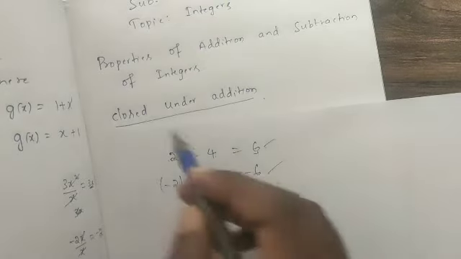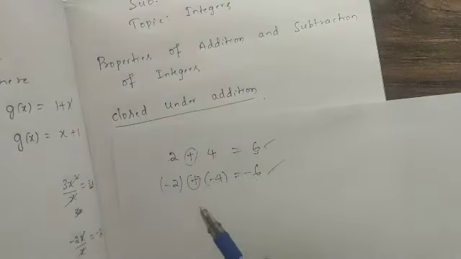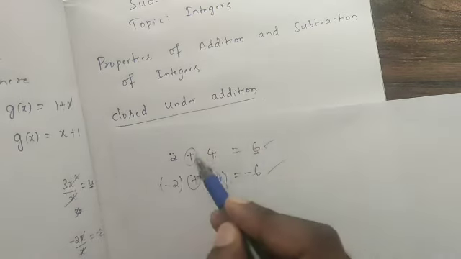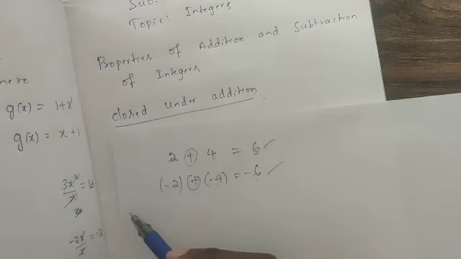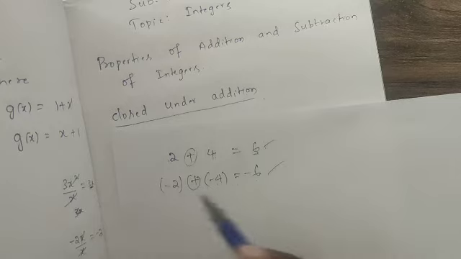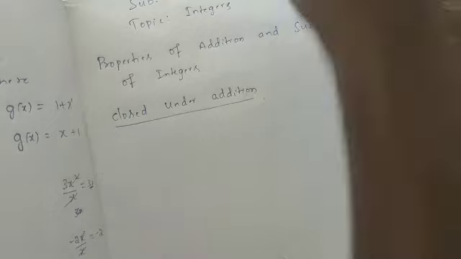This property is called closed under addition. Closed under which operation? Addition operation. You take any integers, you add them, then the result must be an integer. So that is called closure law.